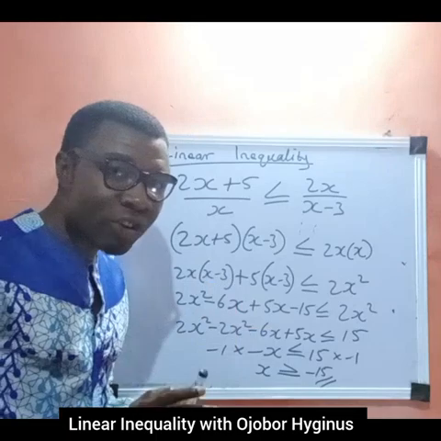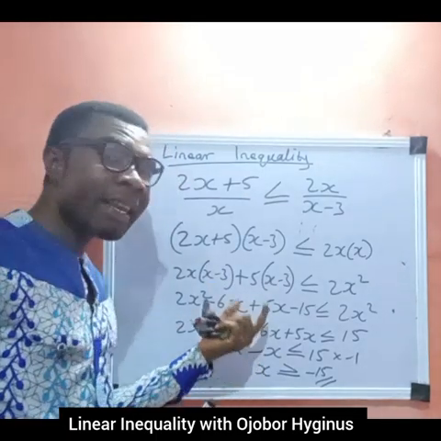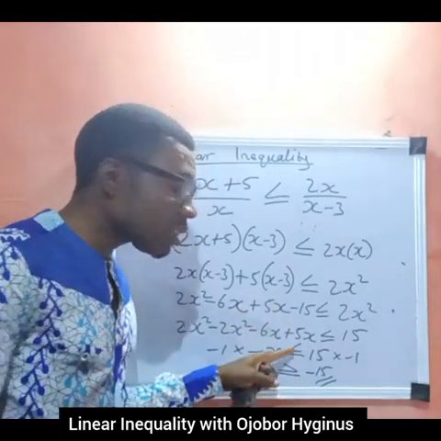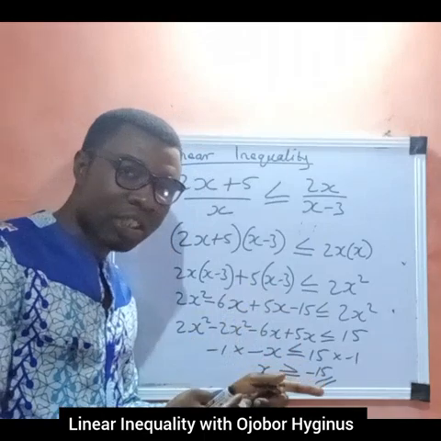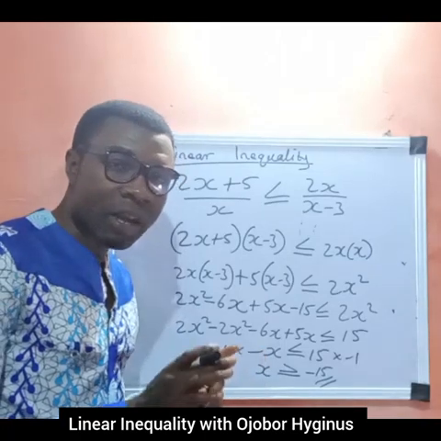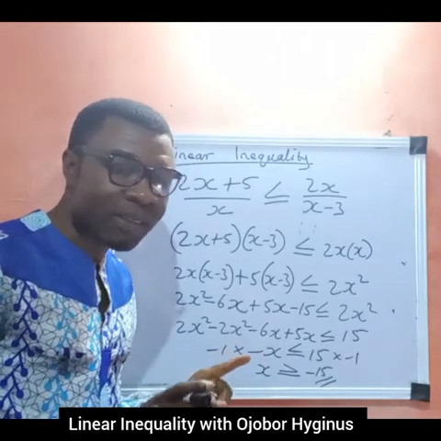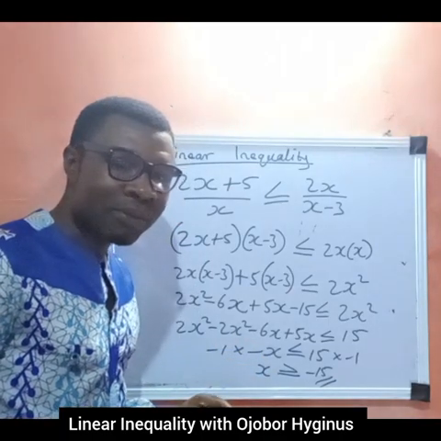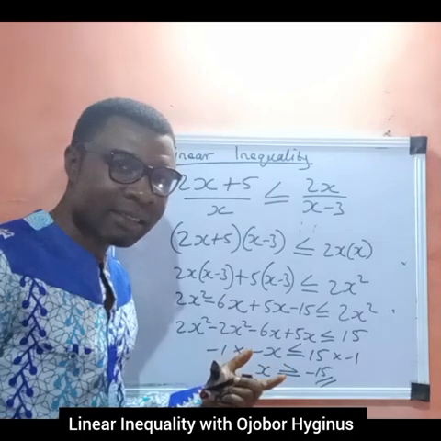Whether it is multiplication or division, once you are multiplying by a negative number or dividing by a negative number, the inequality sign turns. It changes. It's not applicable in addition, it is not applicable in subtraction, only in multiplication and division. So you can see how we're able to manipulate that.